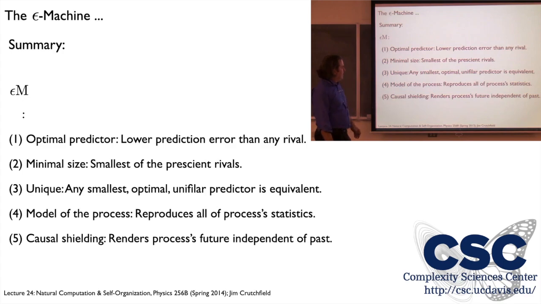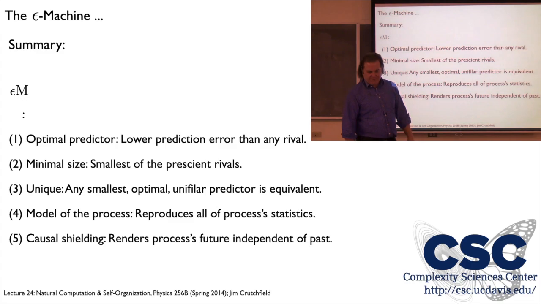So it's a unique model of a process and reproduces all of its statistics. And the causal states give you the causal shielding. It gives you the sort of operational sense of what the causal states do. They're very much like a generalized notion of Markovianness of summarizing the past.